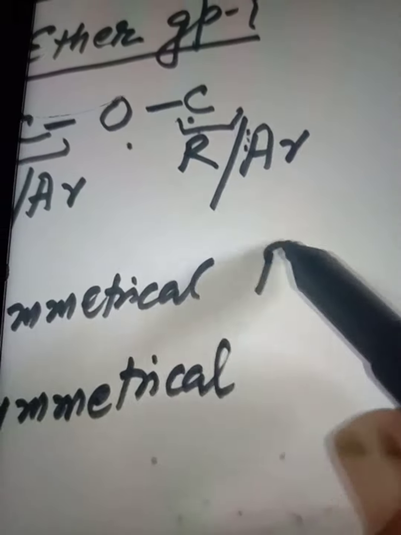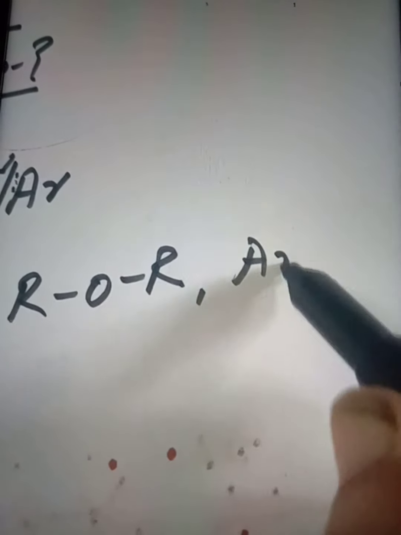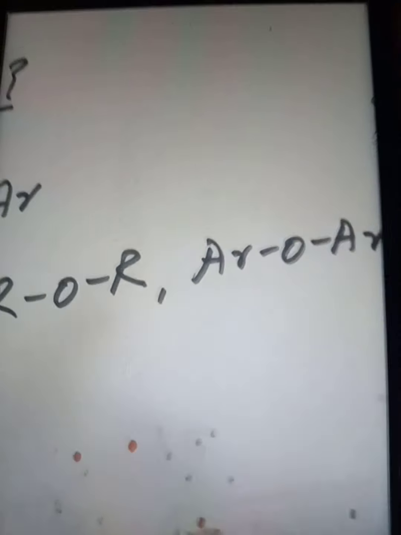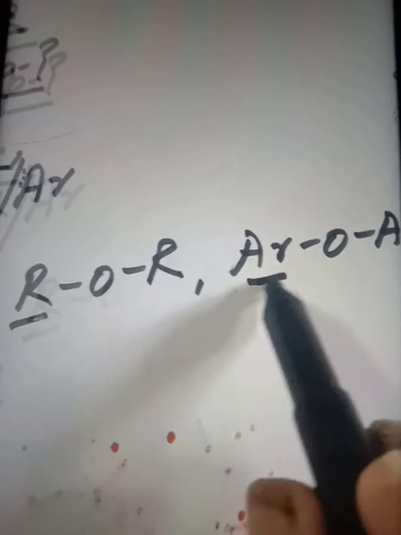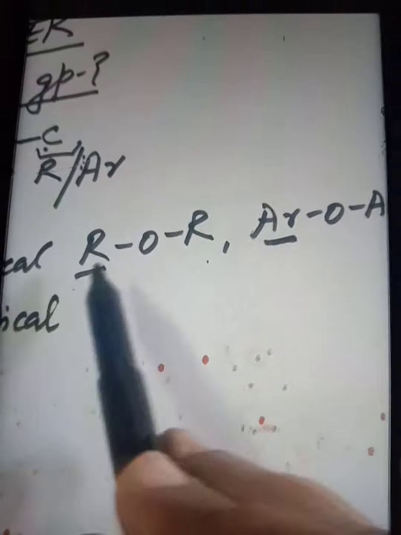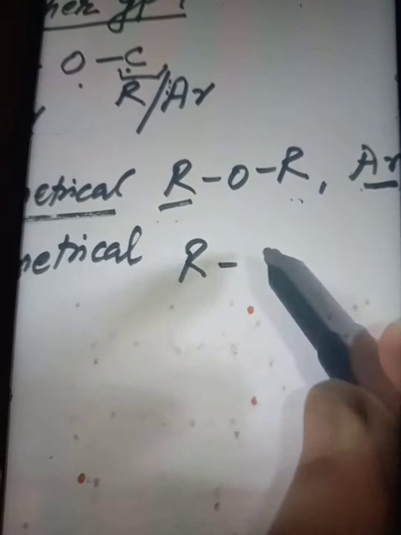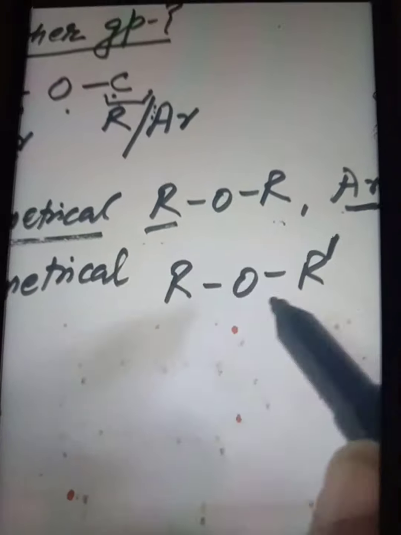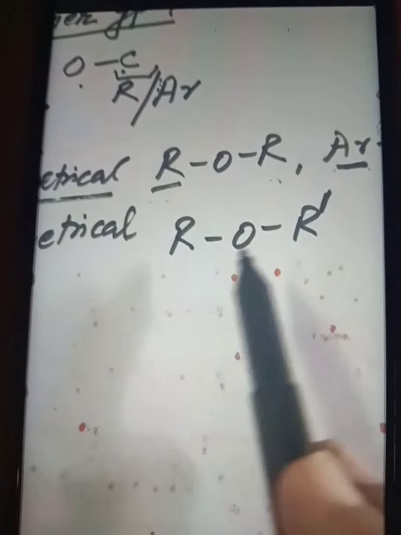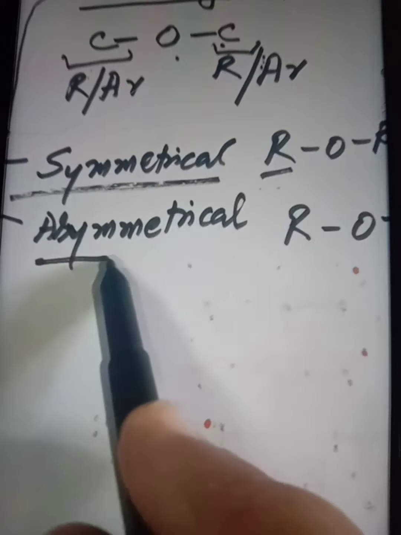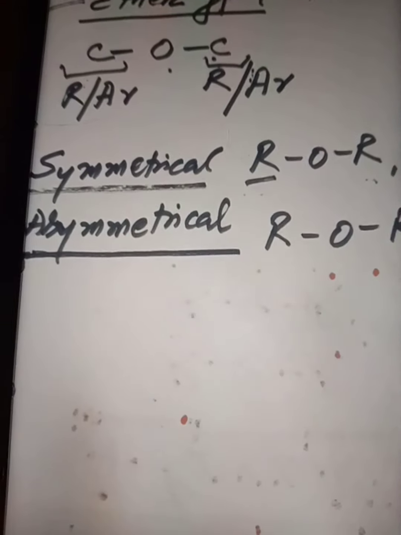If I write ROR type or I write ArOAr type, this is alkyl group, this is aryl group. On either side the alkyl groups are same, aryl group is same. So these are in the category of symmetrical ethers. Asymmetrical ethers, when the groups which are present on either side of oxygen atom are different, then the ether is considered to be asymmetrical ether.